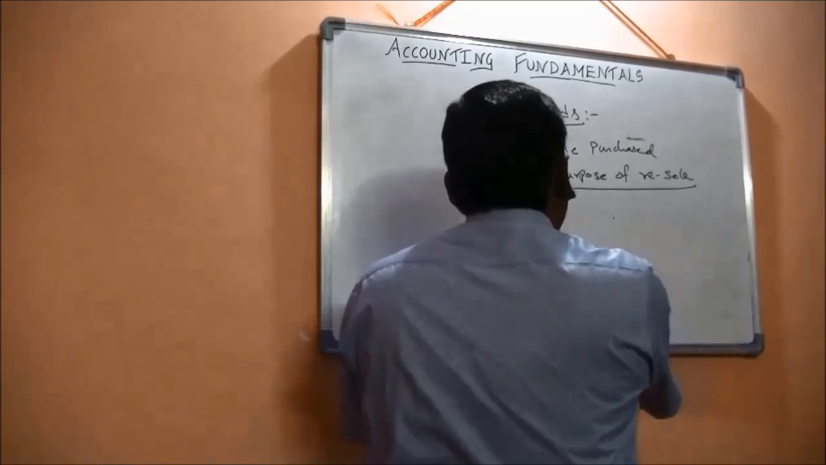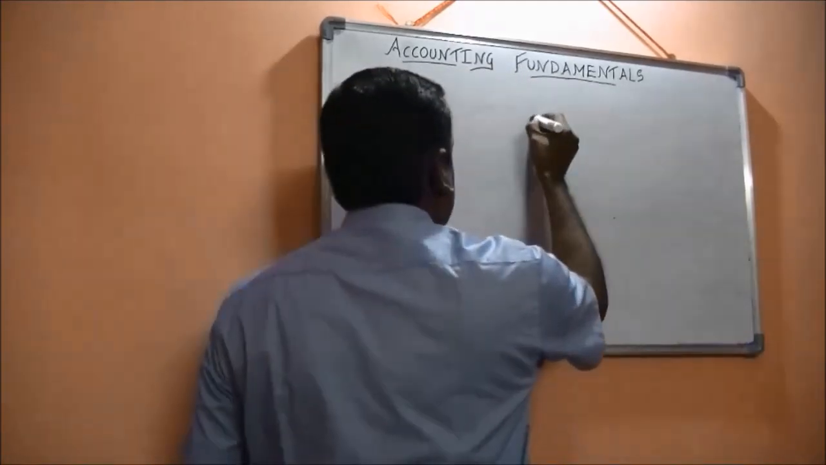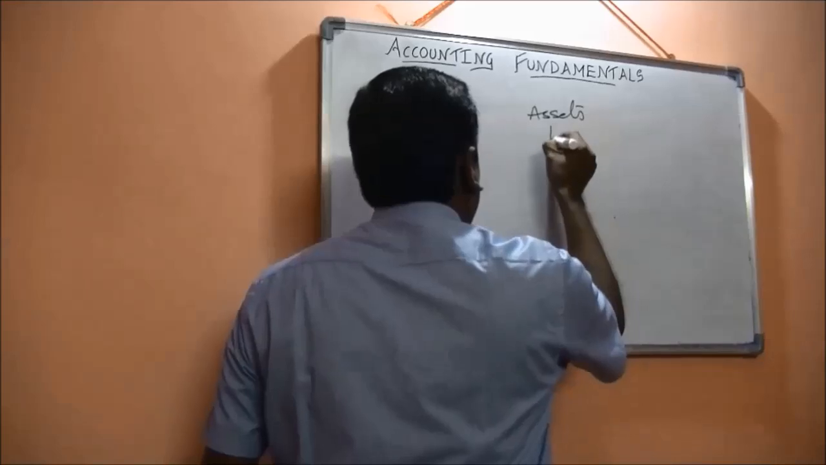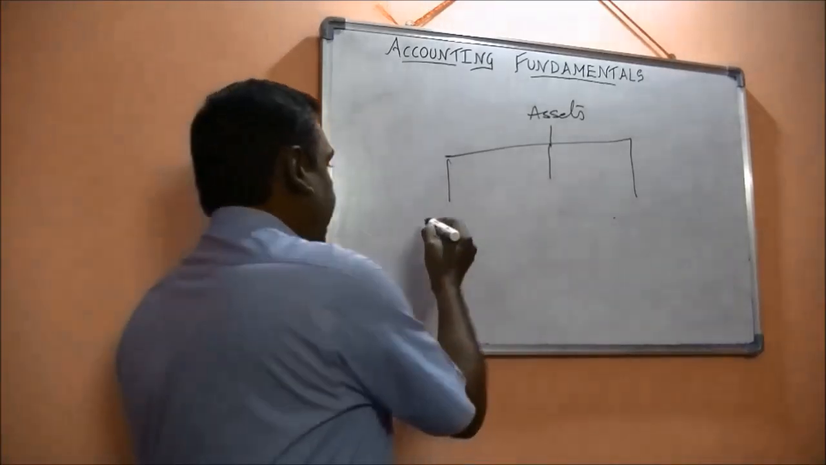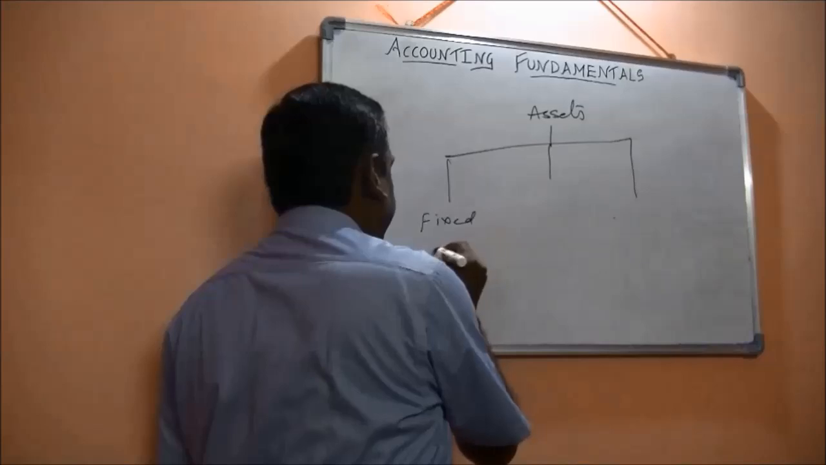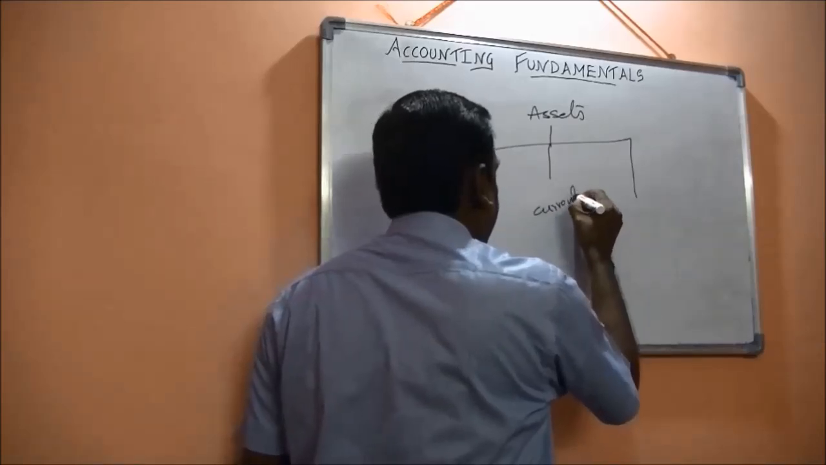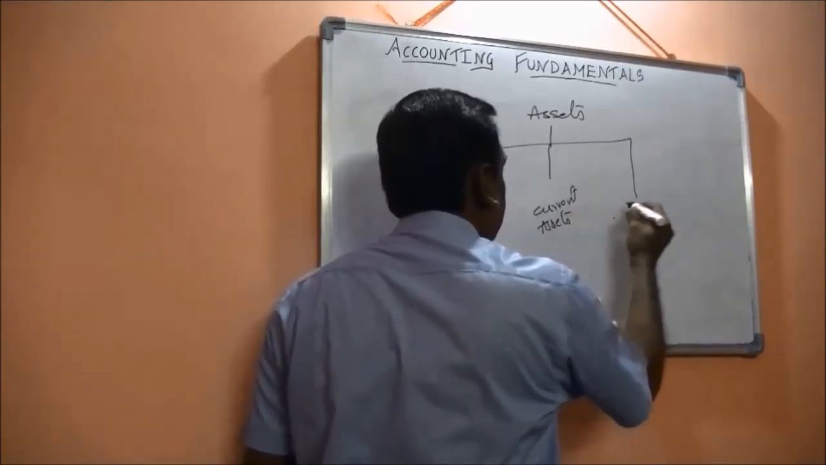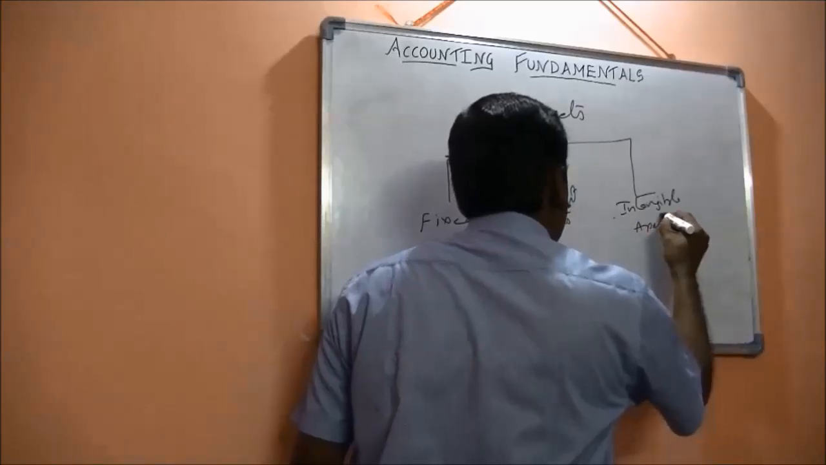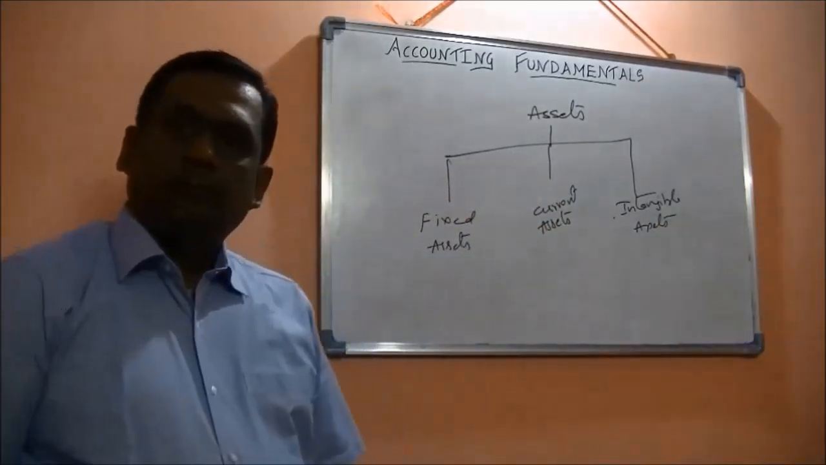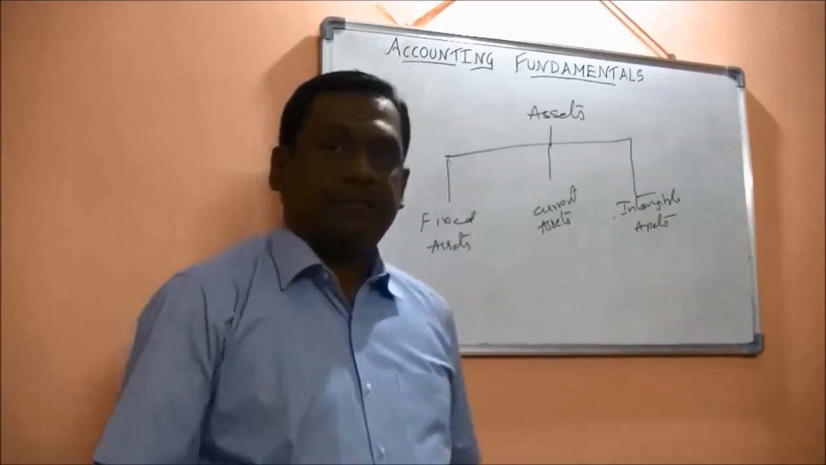Let me explain further on assets. Assets are of three types. One, fixed assets. Two, current assets. Three, intangible assets. Assets are in three categories: fixed assets, current assets, and intangible assets.